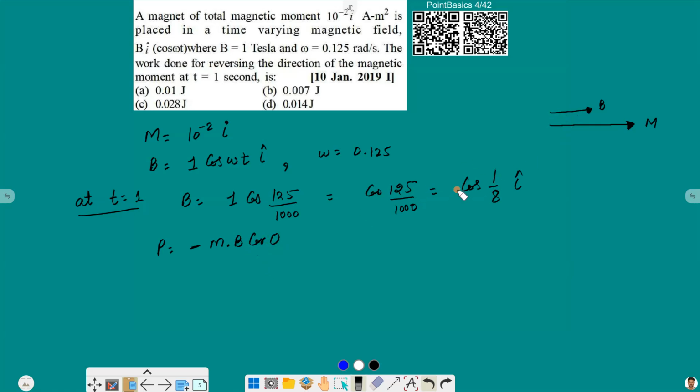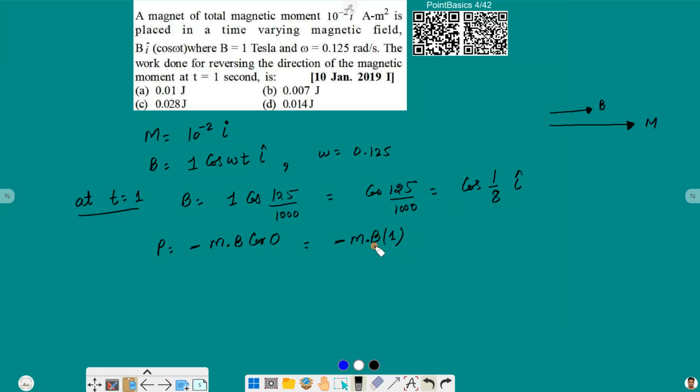Don't confuse with this cos. This is the magnitude of the magnetic field in terms of cos, and this is the angle between the magnetic field and the magnetic dipole moment. And as mentioned in the statement, both are in the x direction, so the initial angle is 0. So it will be minus mB. We have the value of m, we have the value of magnetic field at t is equal to 1. So let's subscript here 1, so that we remember.